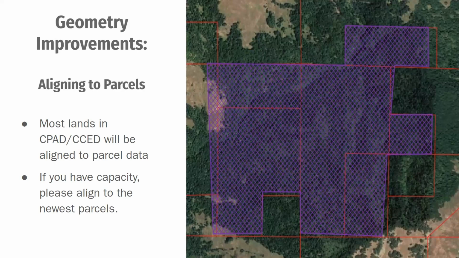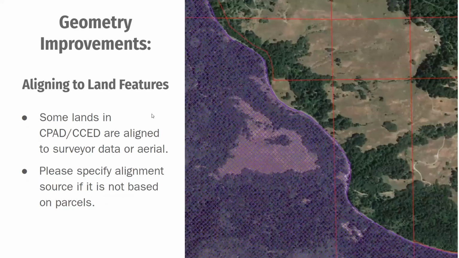There are situations, as in the next slide you will see, that obviously in some cases, holdings are aligned to land features such as a road or a creek. And if that's the case for you and it needs to stay that way instead of being aligned to parcels, please note that in the toolkit for that particular feature. That you'd like it to stay aligned as it is, perhaps to a road or a creek instead of being aligned to parcels.